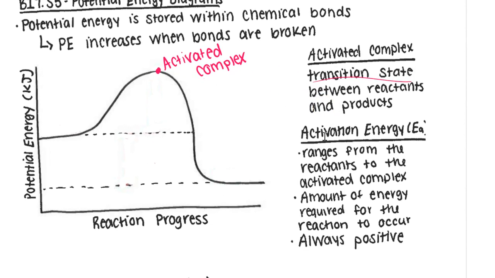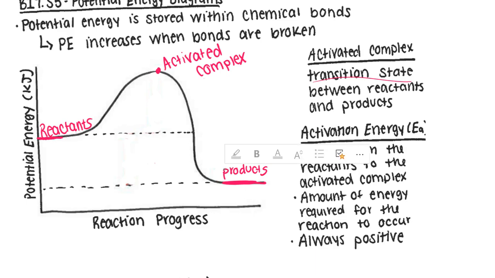Next, the reactants are always going to be on the left side. Just like in a chemical reaction, reactants are on the left, products are on the right. So right here will tell me the potential energy of the reactants, and down here would be the potential energy of the products.